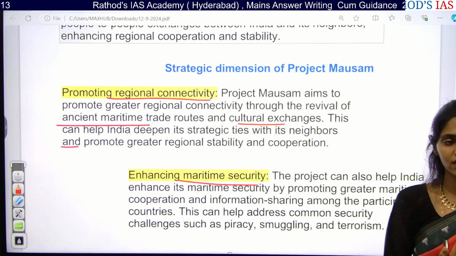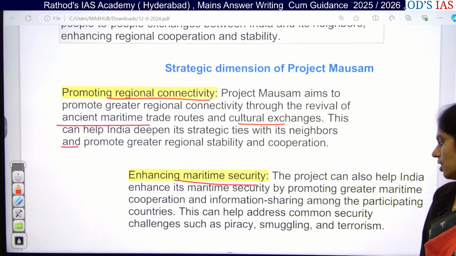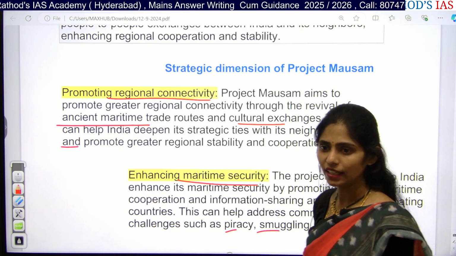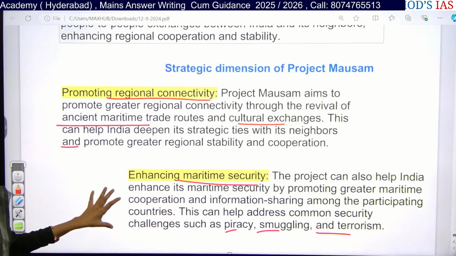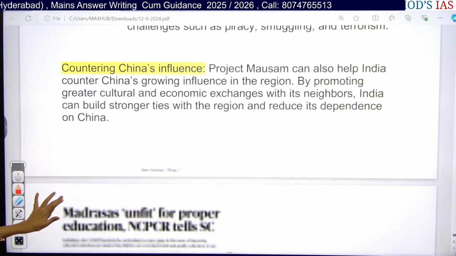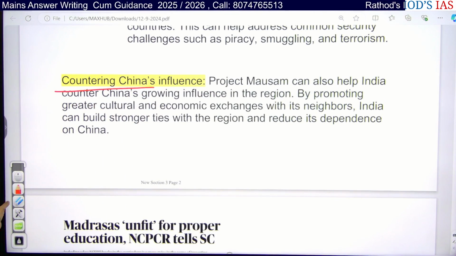Piracy. Piracy is nothing but hijacking of ships. Next, piracy, smuggling, arms trafficking, terrorism. The Mumbai terror attacks happened because of this sea route, right? So we can improve security in this region if we have good cooperation with the neighboring countries. And the next important point here is we can counter China's influence. Clear?